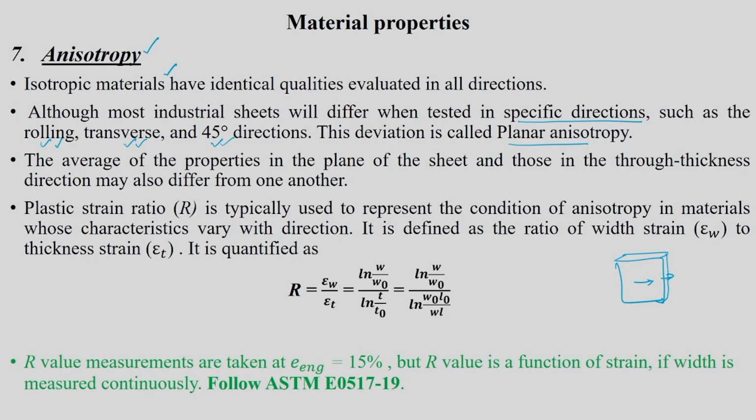Now, how to quantify this anisotropy in sheets? We define something called the plastic strain ratio, R, which is typically used to represent the condition of anisotropy in materials whose characteristics vary with direction. Here we are specifically speaking about the rolling direction. Let us say this is your rolling direction, which we call RD, perpendicular to that is TD, and the through thickness direction is in this way. The 45-degree direction means in the plane itself, this is 45. One can go for other discretization also, 0, 30, 60, 90. The simplest way to divide that is 0, 45 and TD, or 90 degrees.